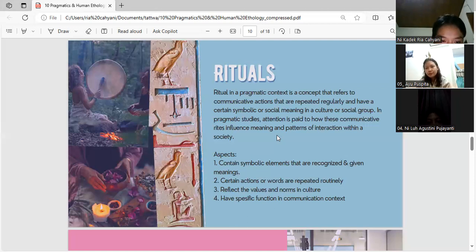And the third one, cultural meaning. Rituals reflect the values and norms in the culture. This may include language norms, etiquette norms, or social rules reflected in the way people communicate. And last, communicative function. Rituals have a specific function in the communicative context. This can relate to strengthening social relationships, group identity, or even the establishment and maintenance of communication norms.